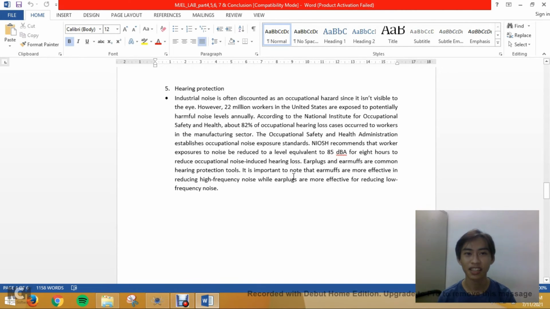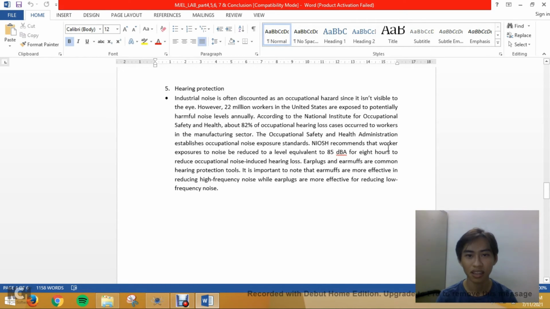So finally, hearing protection. In industry, noise is often discounted as an occupational hazard since it isn't visible to the eye. However, 22 million workers in the United States are exposed to potentially harmful noise levels annually. According to NIOSH, about 82% of occupational hearing loss cases occur to workers in the manufacturing sector.